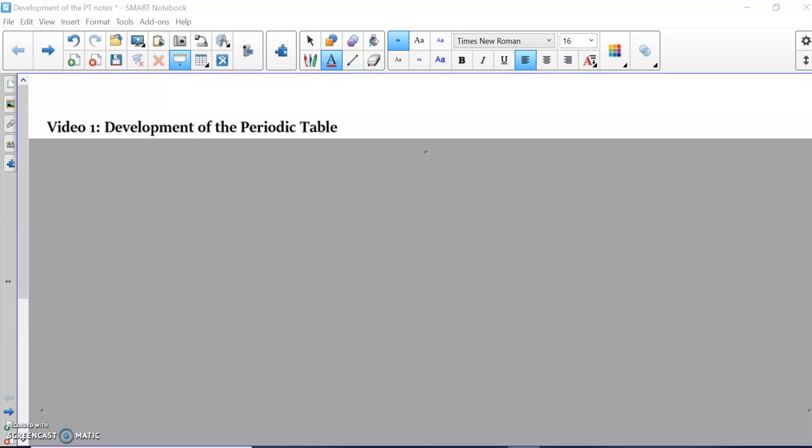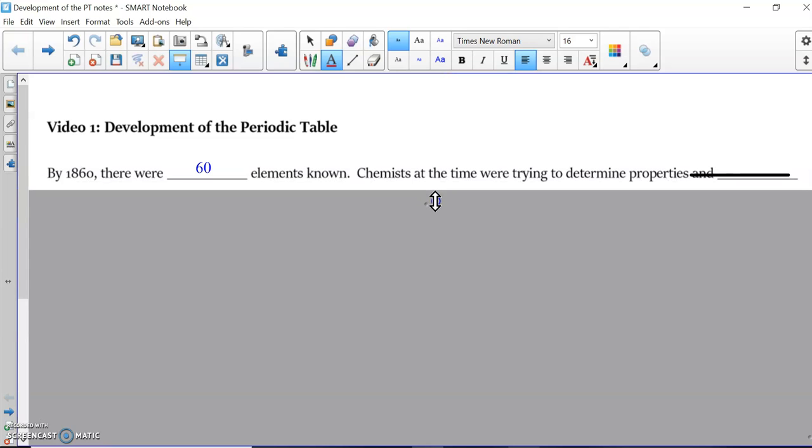This video is on the development of the periodic table. What we need to understand is that this has not always existed as a periodic table, this nice, neat arrangement of elements. It started with us just knowing different elements. In 1860, there were 60 known elements, and they were the common ones that would be easier to find out in nature, for example.